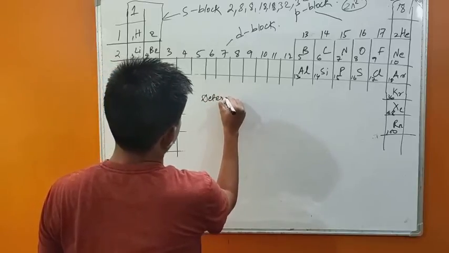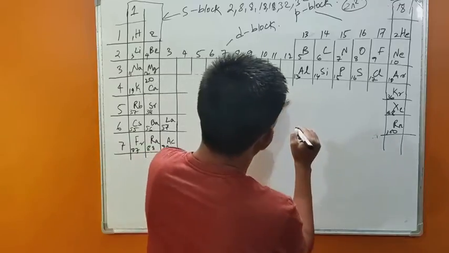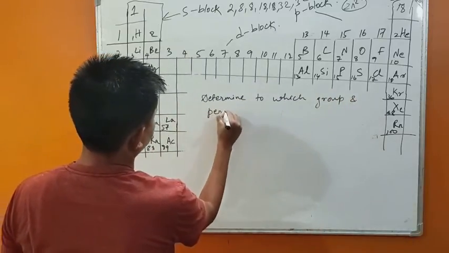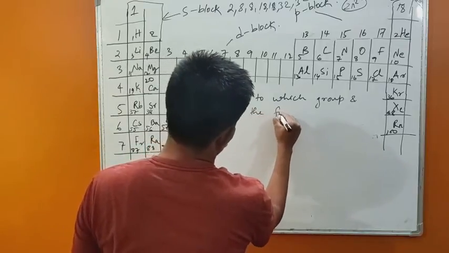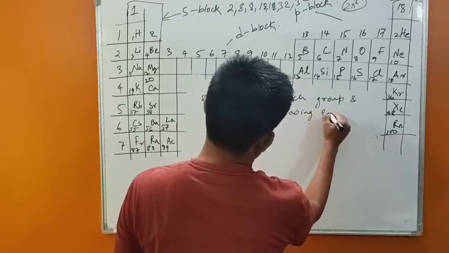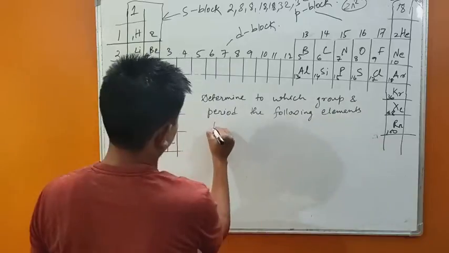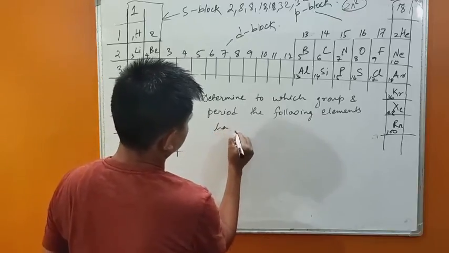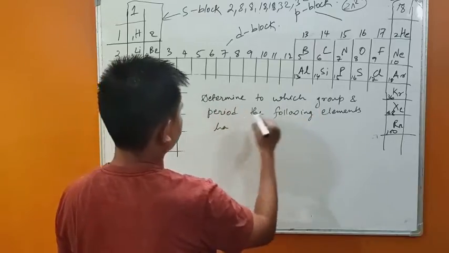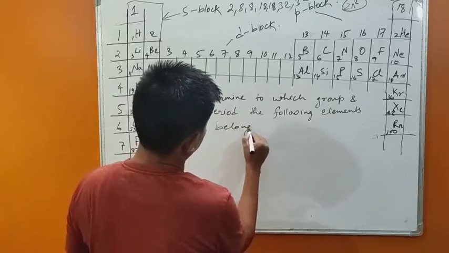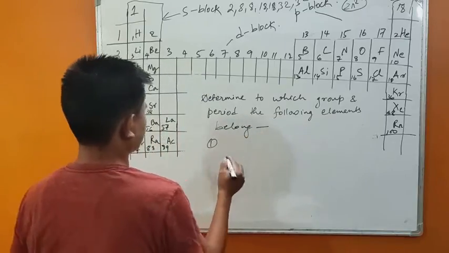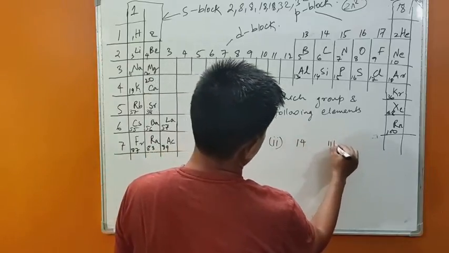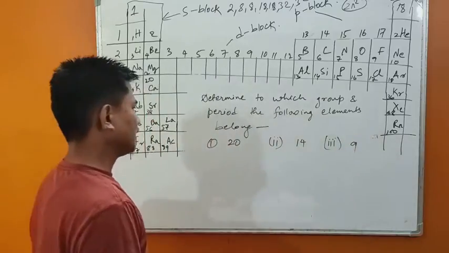Determine to which group and period the following elements belong. Atomic numbers are given. So atomic number 1 is 20, number 2 is 14. Okay, number 3 is, let's say 9. To which group and to which period?